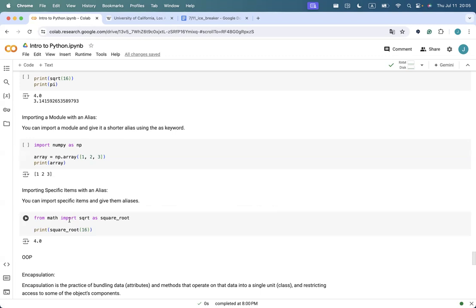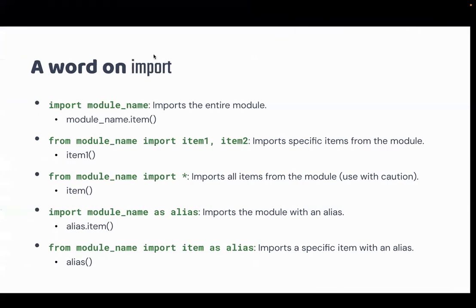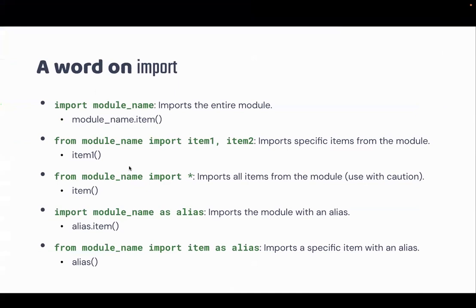So I got a question here. What's the difference between import module and import star? I thought for both everything is getting imported. So import module is importing the whole module, but import star, do you mean by this? Yes. So from module name import star, it's basically only importing all the items or methods in the module.